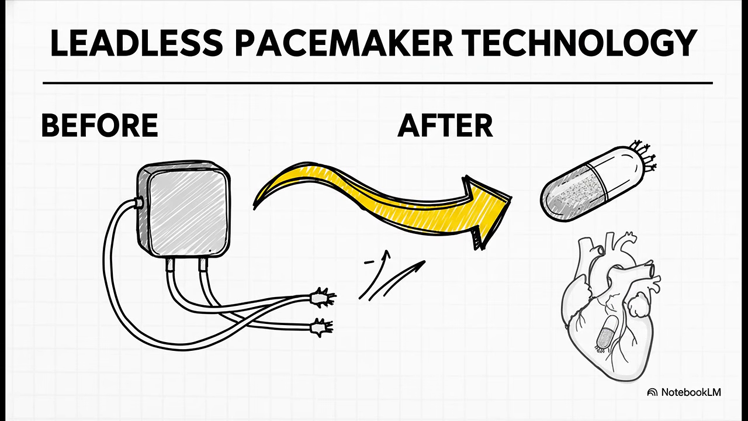And just when you think you've got all the parts figured out, technology throws us a curveball. Meet the leadless pacemaker. This thing combines the generator and the electrode into one single, tiny unit that gets implanted right inside the heart. For this little guy, when it's put in the right ventricle, the code is 33274. It's a perfect example of how those fundamental components can be totally reimagined.